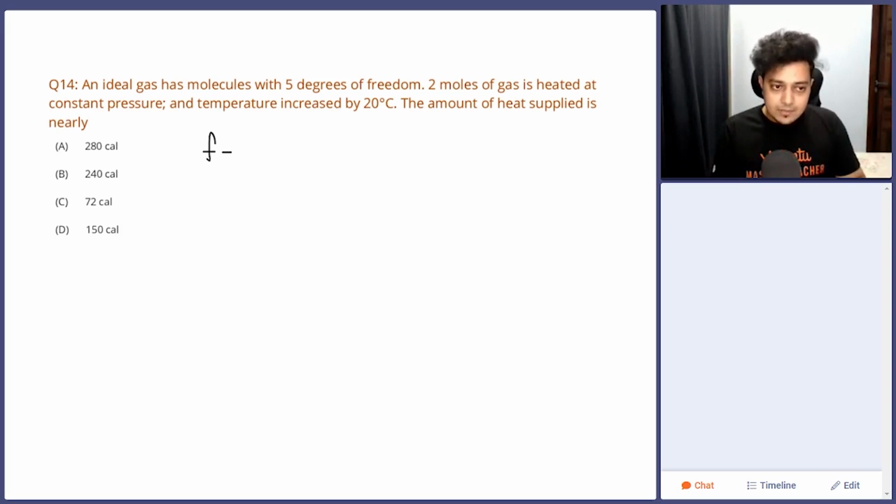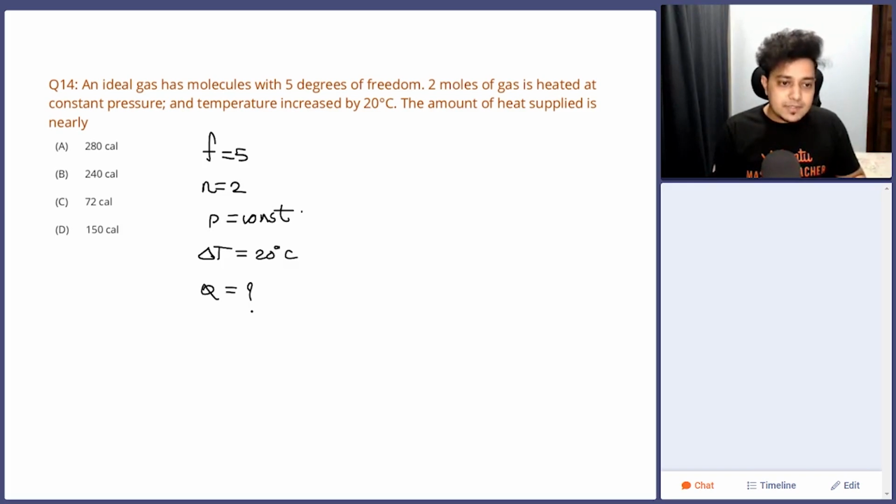Degree of freedom available, that is 5 degrees of freedom. So we can calculate many values, CP value, CV value. Number of moles are given, 2 moles, and pressure is constant. That is important: pressure is constant. Delta T is given, 20 degrees Celsius.